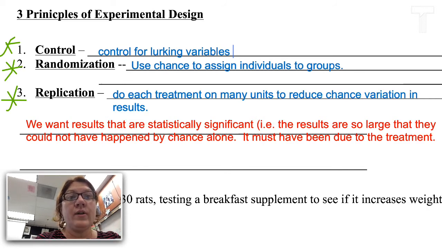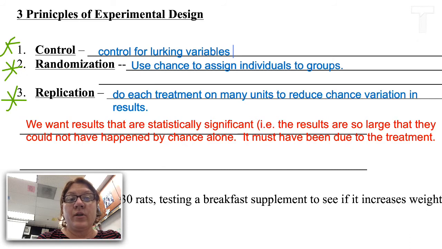So the control. I'm doing a controlled experiment because I want to control for lurking variables. We'll talk more about those later. Randomization: I use chance to assign individuals to groups, and that's exactly what we were starting to practice the beginnings of when we were selecting our random rectangles, and we moved from picking our favorites to trying to be unbiased by use of a calculator.